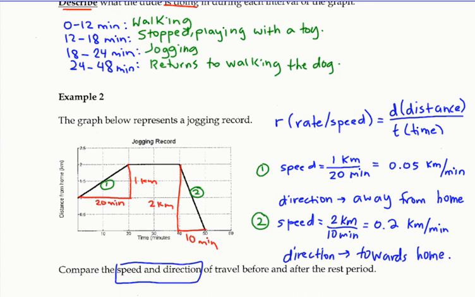Headed home. Good. So notice the difference between asking just to describe it versus describing the speed or the distance or some sort of variable. Okay, turn the page.